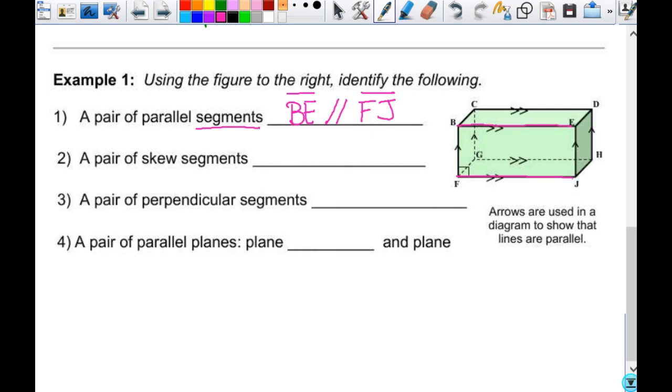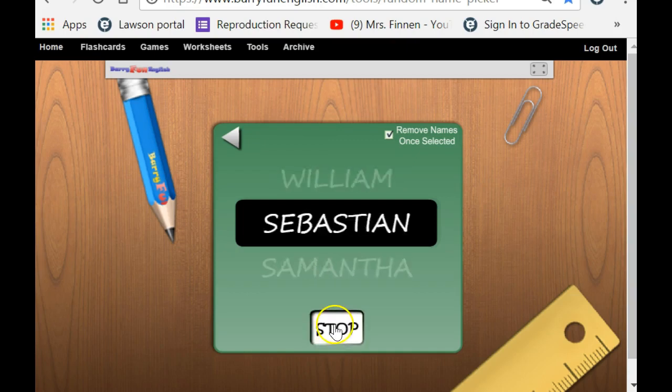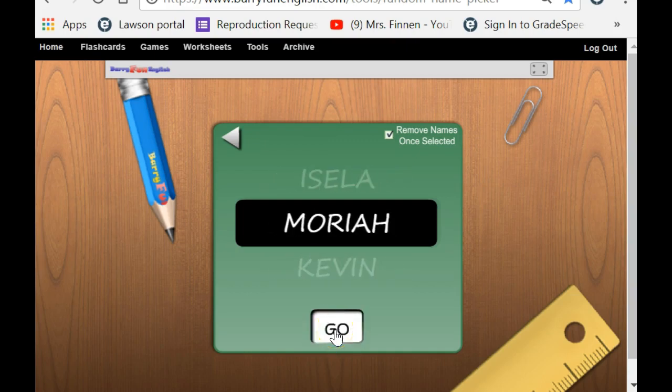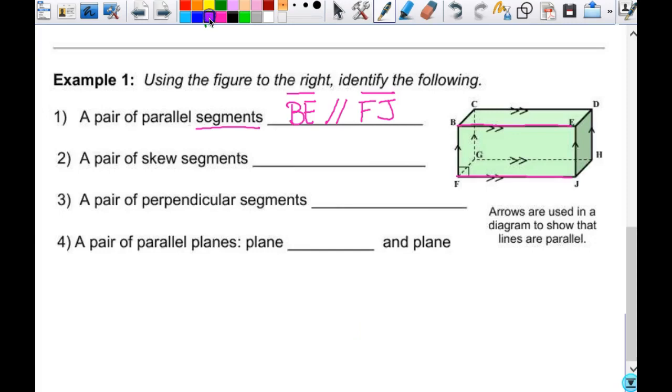All right, so a pair of skew segments. Let me think about that. Mariah. So she's saying line segment CD and line segment, what was the other one? FG. Okay, do y'all agree with that? Those ever going to intersect? Nope, they're sure not, so that works. And there's not a symbol for skew, so I would write CD. Basically, I could just list them, CD and FG. If I had to write out a statement, then I could say CD and FG are skew, but I don't need to do all that.